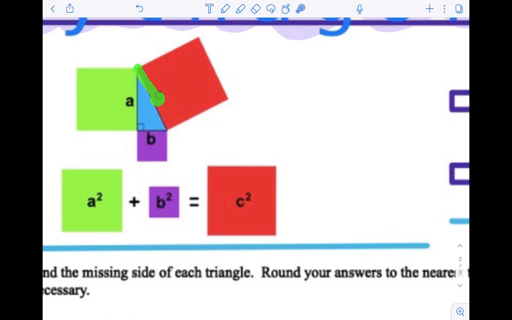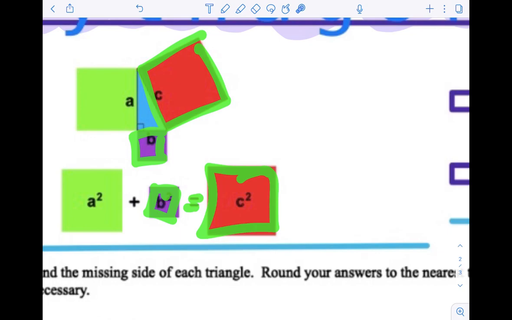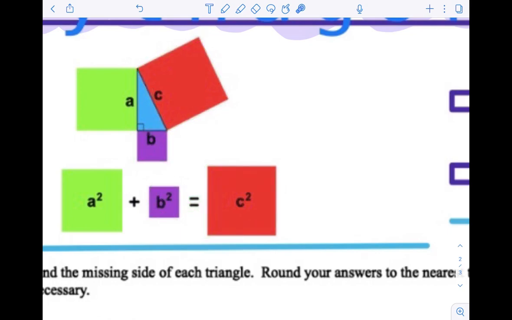If you take the square of the big side, it equals the square of the other two sides added together. See? That's why this green a squared plus purple b squared is equal to the red c squared. a squared plus b squared equals c squared. That's the Pythagorean theorem, right?